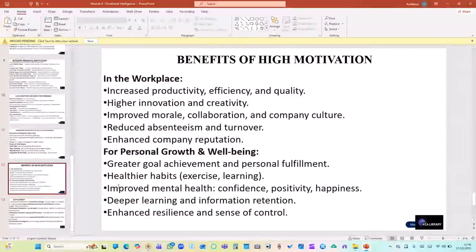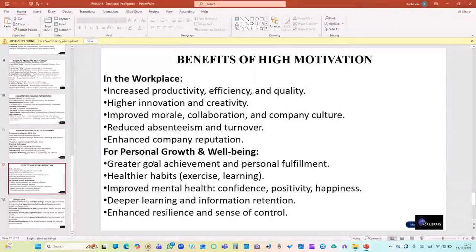Then let us look at the benefits of high motivation. In the workplace, it increases productivity, efficiency, and quality. It enhances innovation and creativity, improves morale, collaboration, and company culture. It reduces absenteeism and turnover. It enhances company reputation.